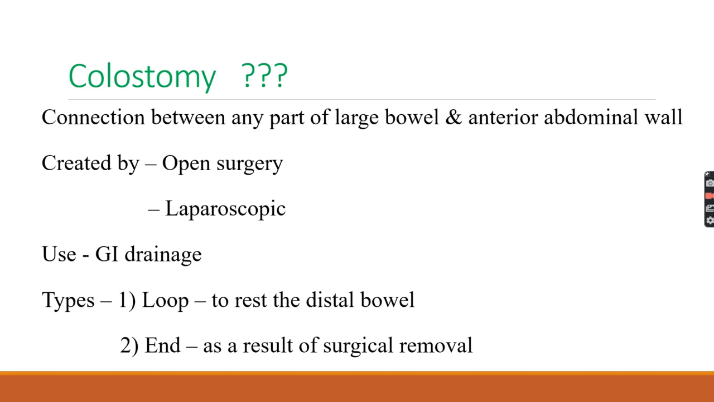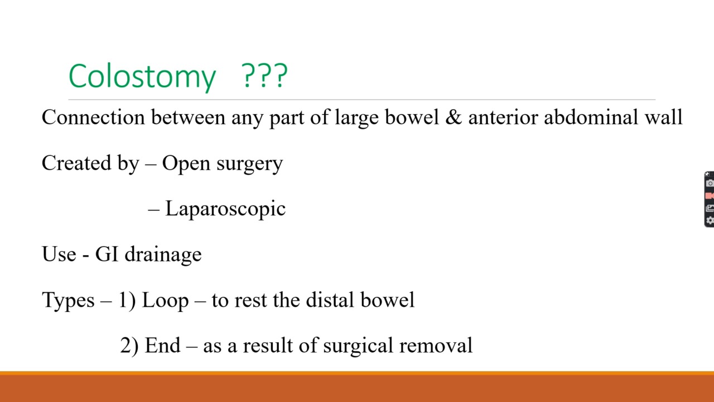The connection is in between any part of the large bowel and the anterior abdominal wall. Again, we can create it by either open surgery, open technique, or by laparoscopic route. The use is the same: GI drainage, and similar to the ileostomy, there are two varieties, loop colostomy and end colostomy.